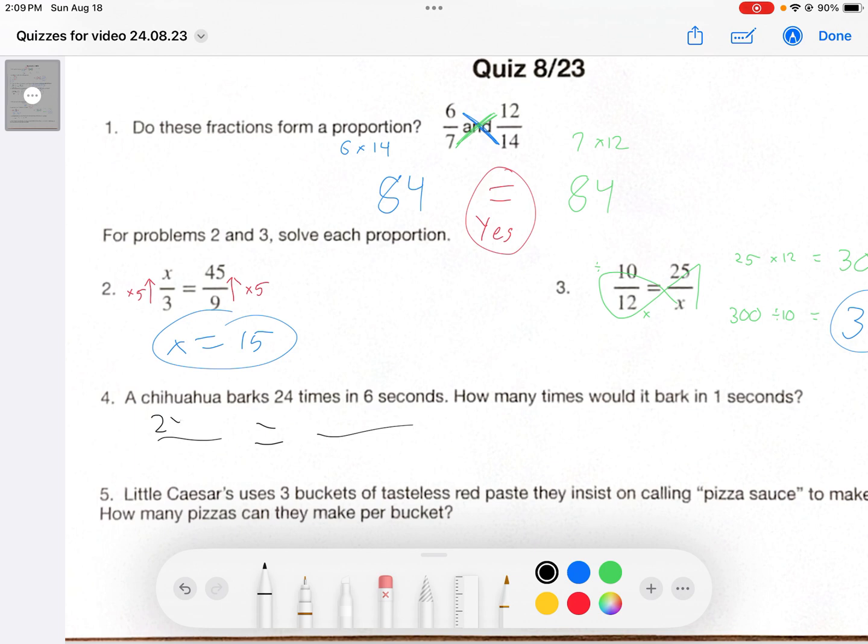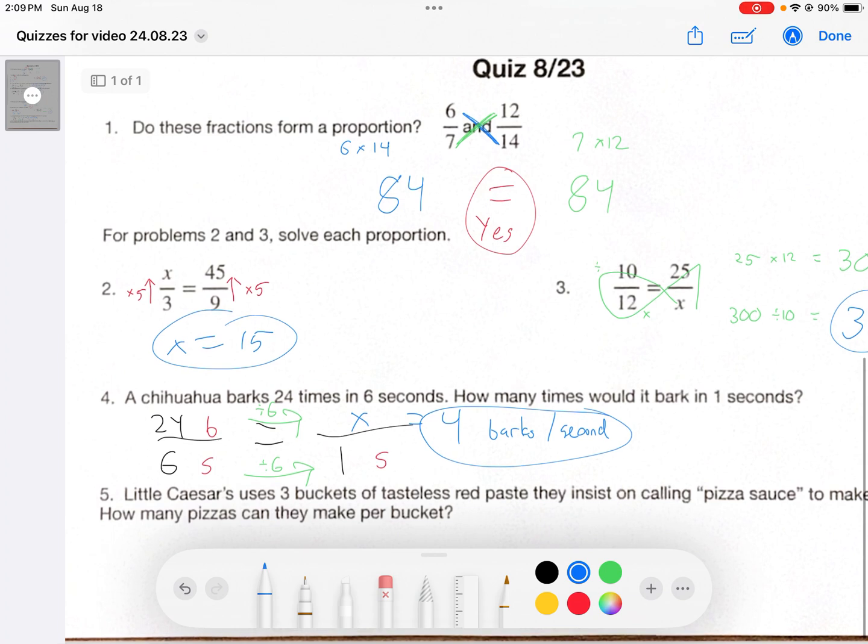This yippy little guy barks 24 times. 24 barks in 6 seconds. And we're asking how many times it would bark in just 1 second. So whether I use the fish method or whether I think about a multiplication or division pattern, in this case I'll use a pattern just so we can see how it leads us to the same thing. 6 divided by 6 is 1. 24 divided by 6 gives an answer of 4. He barks 4 times in 1 second.